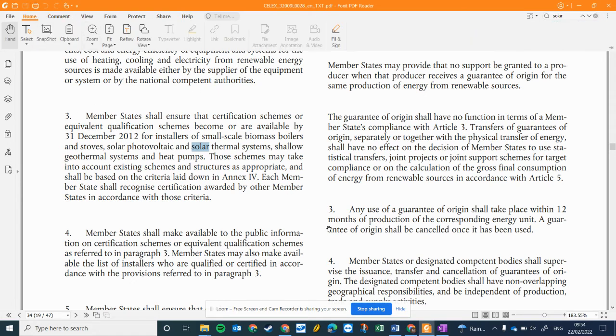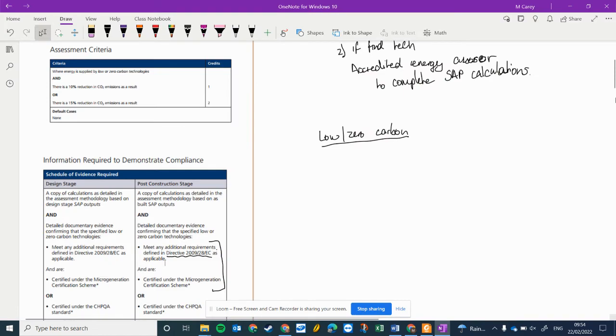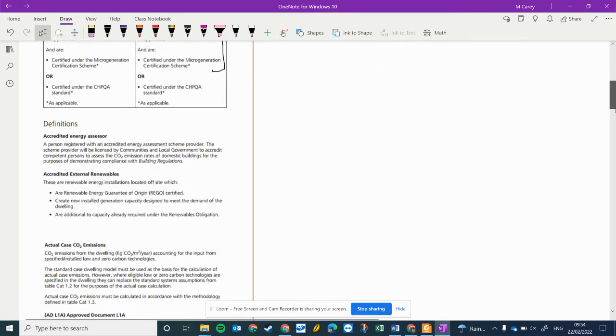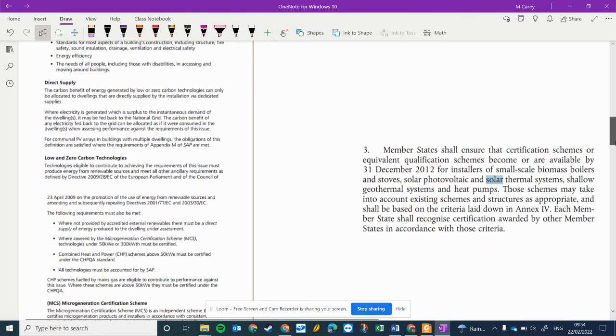Okay, so paragraph 3. So I have pasted this in somewhere. There it is. All right. So what I want you to do is your survey, right? When you're listing the technologies you're looking for, just take these ones. Okay. So biomass, small scale biomass, boiler, stove, if you want to include that, solar photovoltaic, solar thermal system, shallow geothermal system, and heat pumps. Okay, so list those, survey for those.